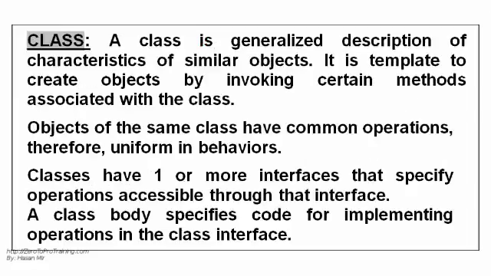Next, class. A class is a generalized description of characteristics of similar objects. It is a template to create objects by invoking certain methods associated with the class. Objects of the same class have common operations, therefore, uniform in behaviors. Classes have one or more interfaces that specify operations accessible through that interface. A class body specifies code for implementing operations in the class interface.